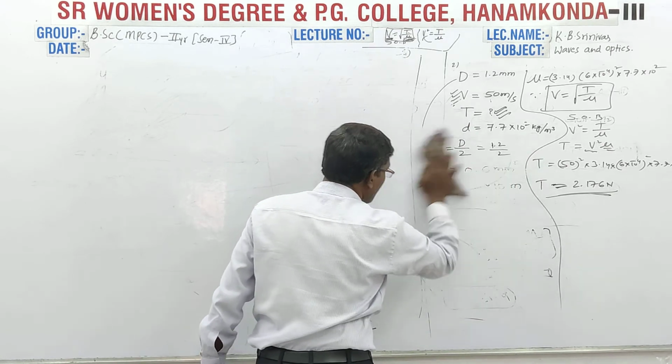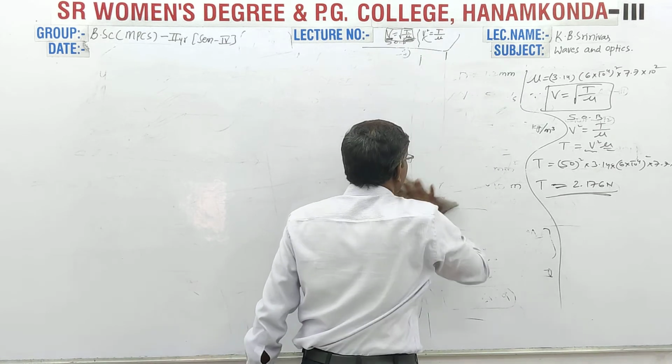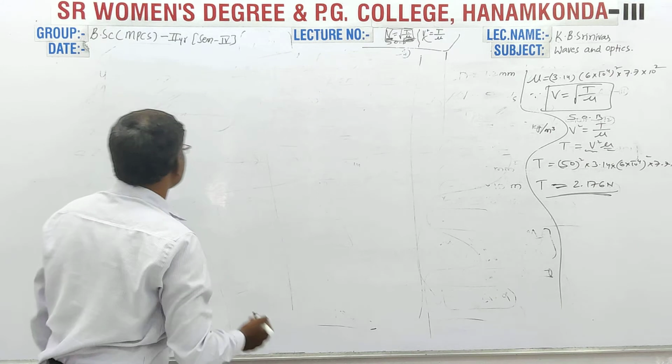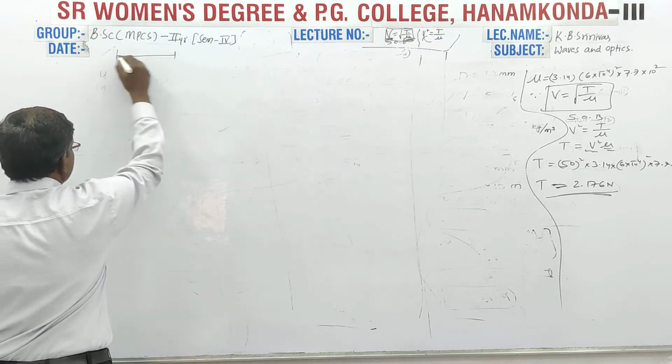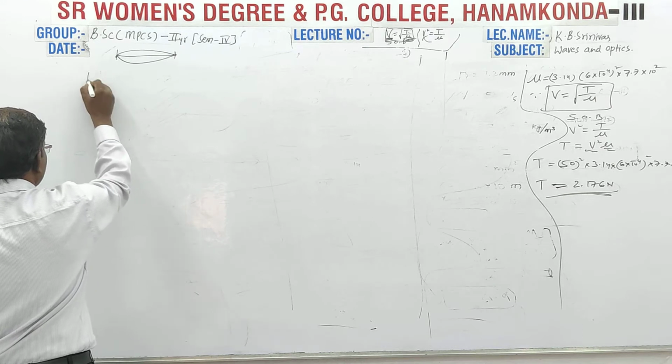So the formula derived in that topic is very important. The expression for fundamental frequency is a very important expression. So when the string is vibrating with a single segment, single loop, the frequency of the string is known as what?